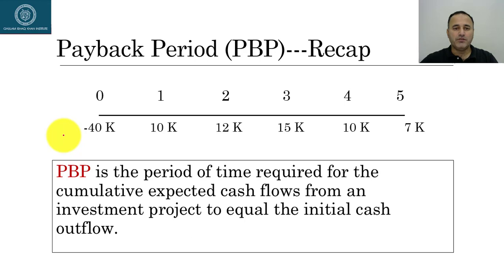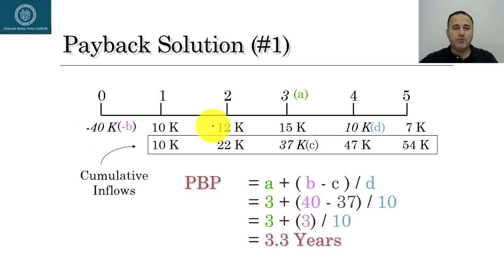If you remember, the first and foremost thing whenever you're evaluating a project is to draw a timeline. All cash outflows, you have to put a minus sign. Inflows, positive signs. There are mainly two different methods of calculating payback period. One is called the cumulative inflows method. In this technique, you are mostly concerned about the inflows.